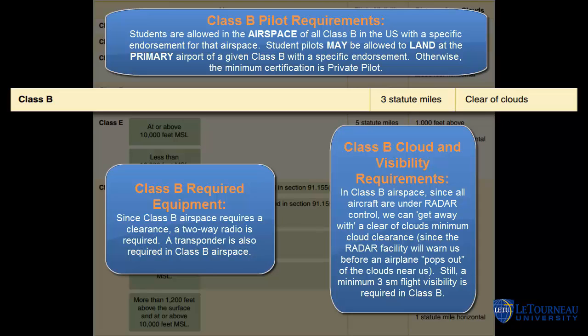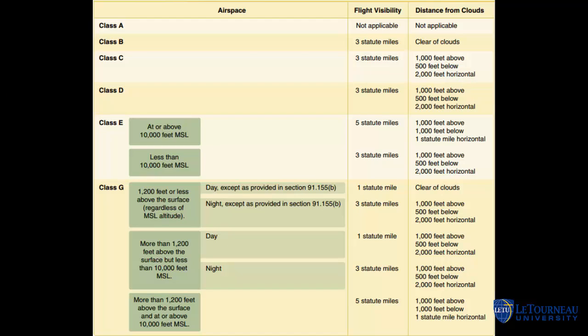This is denoted on the chart by the Mode C veil, the thin magenta line that surrounds all Class B airports in the United States. Class B pilot requirements: students are allowed in the airspace of all Class B in the U.S. with a specific endorsement for that airspace. Student pilots may be allowed to land at the primary airport of a given Class B with a specific endorsement. Otherwise, the minimum certification to land at a primary Class B airport is private pilot.